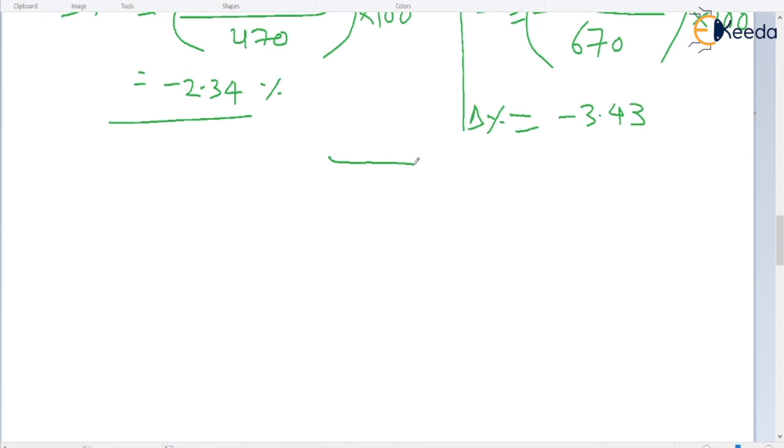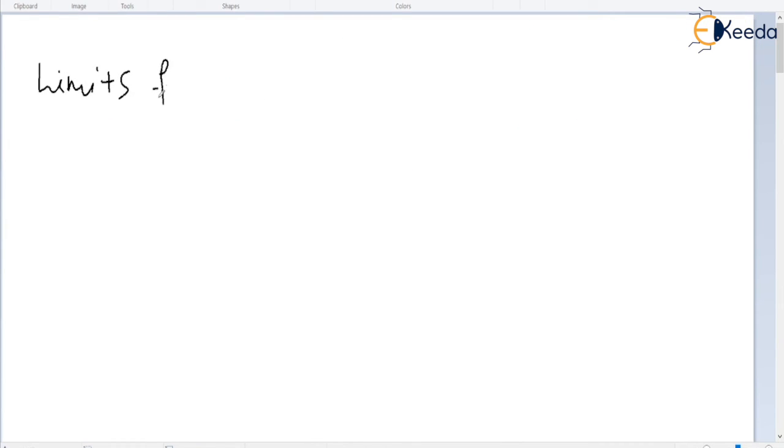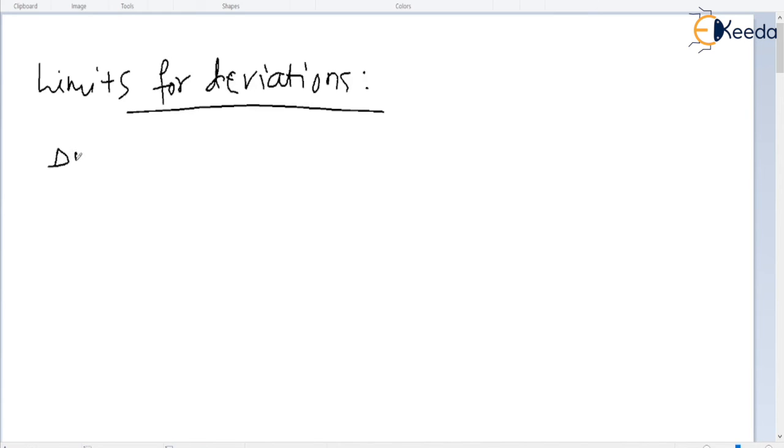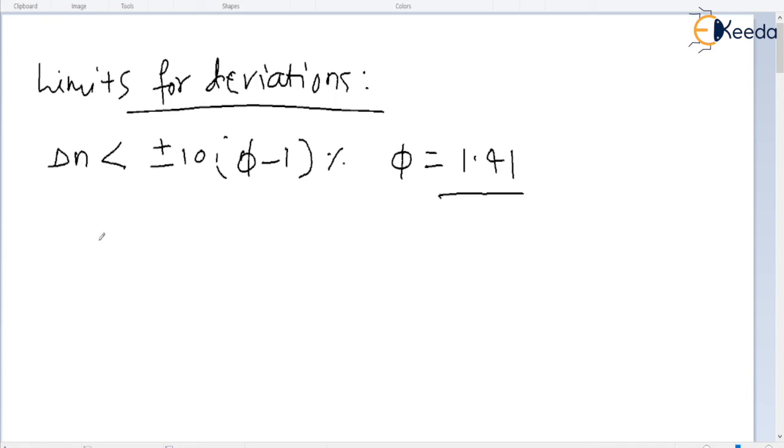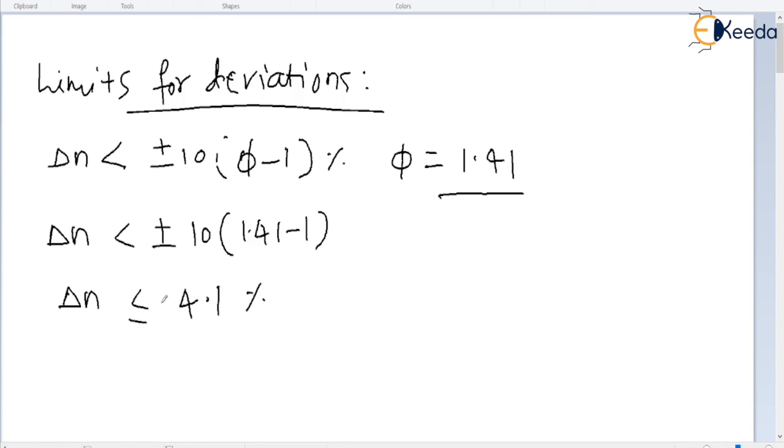Now the last point is the limits of deviation. This is the last point of our numerical, that is limits for deviations. How to calculate it? For that we have one formula: delta n is less than or equal to plus or minus 10 into (phi minus 1) percentage. Here phi stands for the geometric progression ratio, which is already given, 1.41. If you calculate this, delta n will be 10 into (1.41 minus 1), which is equal to 4.1 percent, plus or minus.